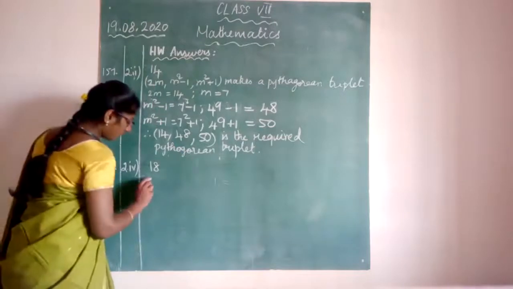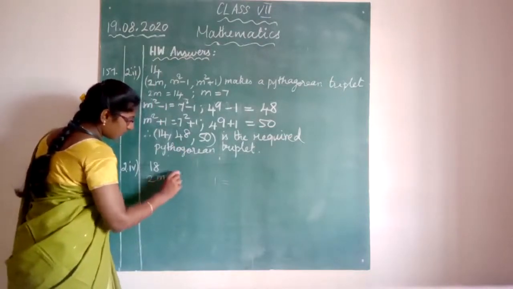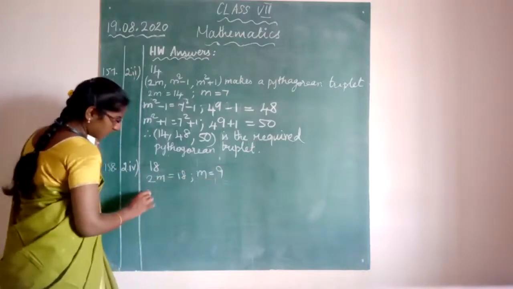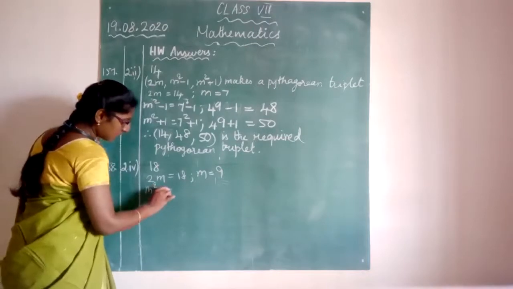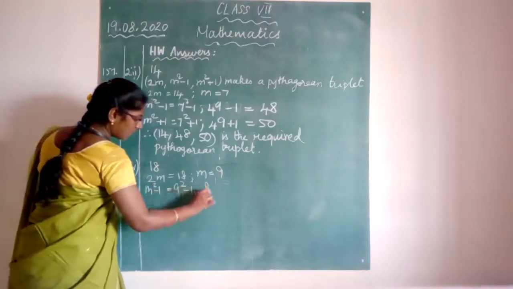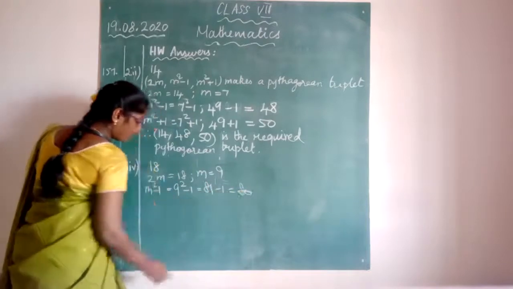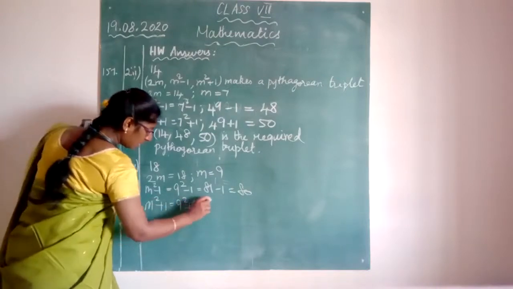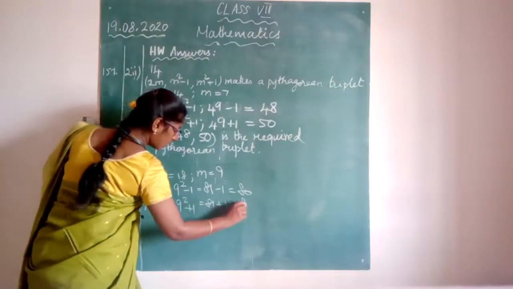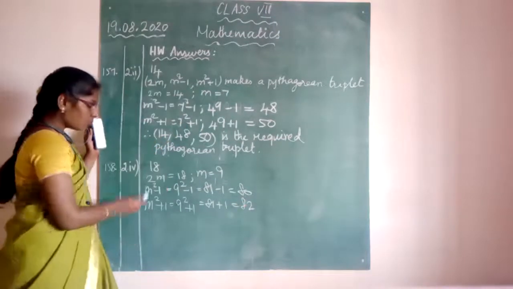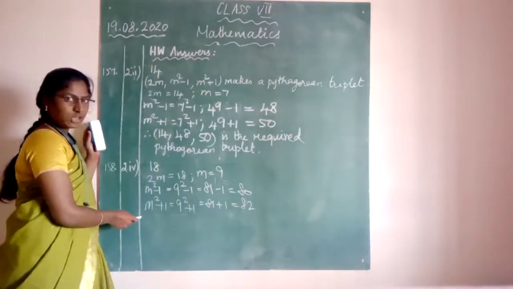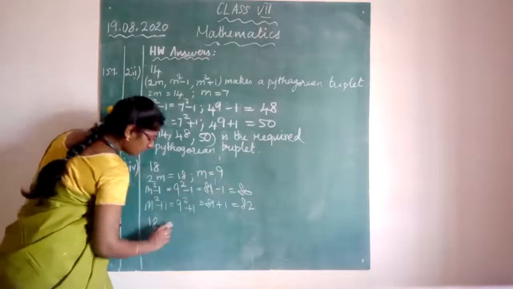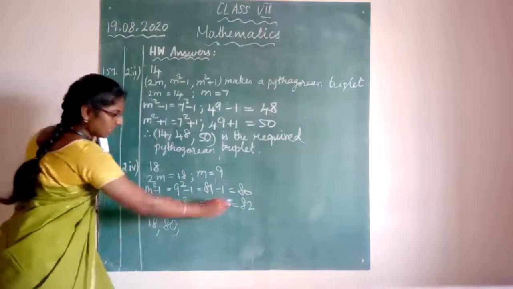Okay, so let us take 2m is equal to 18. So m is equal to 9. 2 9s are 18, no? Yes. Then m square minus 1 is 9 square minus 1, that is 81 minus 1, that is 80. Then m square plus 1 is 9 square plus 1, that is 81 plus 1, that is 82. So we know 2m, m square minus 1 and m square plus 1 will make a Pythagorean triplet. So what is 2m here? 18. Okay, then what is m square minus 1? It is 80. Then m square plus 1 is 82.